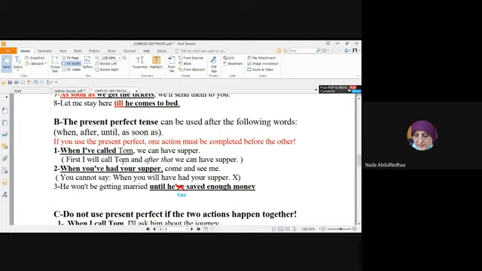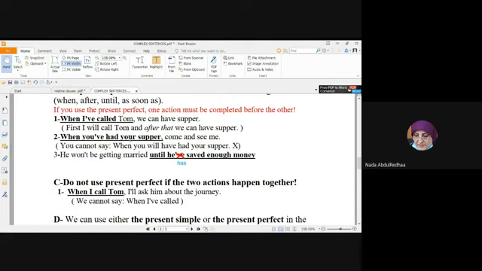Because we said we cannot use future tense or future form within the dependent clause, which are carrying time clauses. Time conjunction word, which is when. The second example, when you have had your supper, come and see me. You cannot say when you will have had your supper. Why? Because of the same idea, that future form cannot be used within a time clause. He won't be getting married until he has saved enough money.